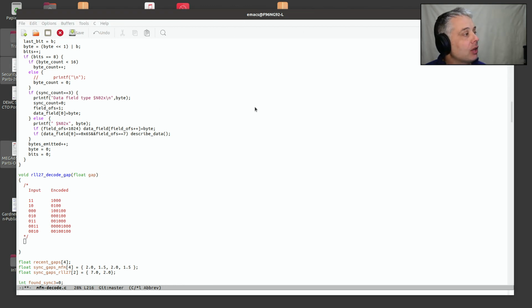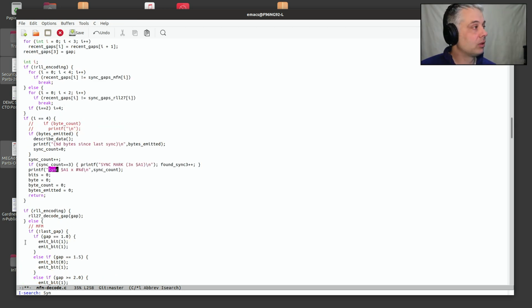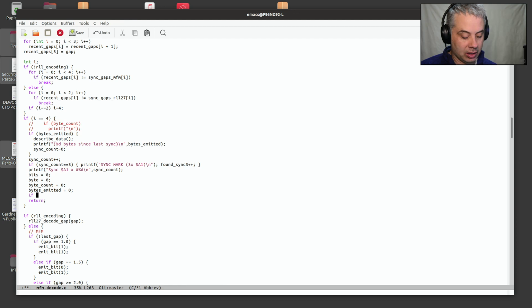Twitch back up. Okay, so now the other trick that we actually have is that after that 7 and 2 gap in the sync mark for RLL27, we actually have to skip 3 bits. So there's a sync mark. So if RLL encoding skip bits equals 3.